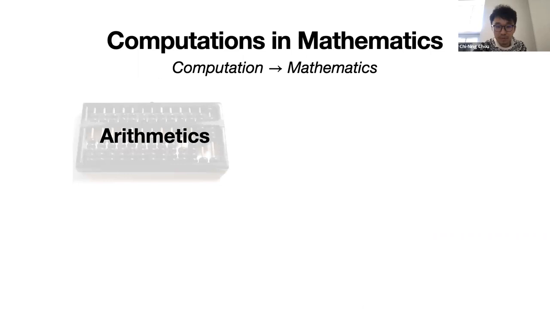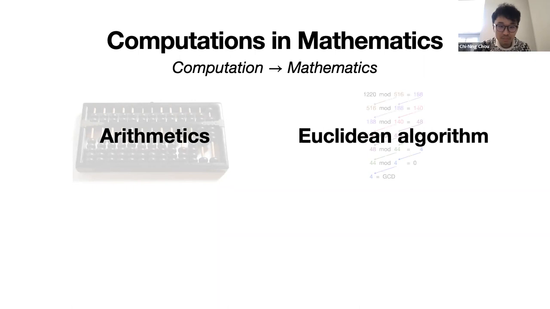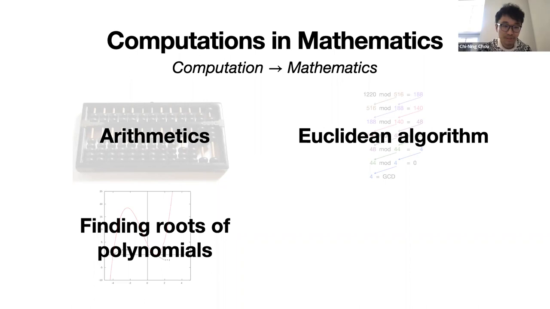As most people have experienced, maybe in elementary school, we do lots of arithmetic, but arithmetic in hindsight is just doing computations, like addition and multiplication. And maybe in high school, we then move on to finding the greatest common divisor of two integers, and the way we did that is also using computation, known as the Euclidean algorithm. And for more advanced high school students, maybe your teacher asks you to find the roots of some quadratic polynomials. For those who didn't experience that, it's a blessing. Maybe it is a nightmare for lots of high school students.